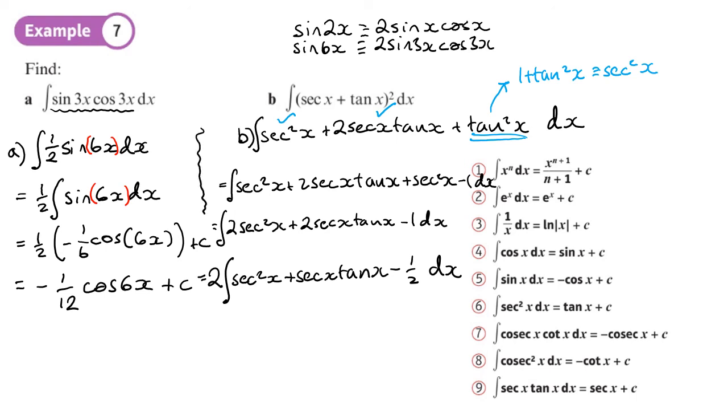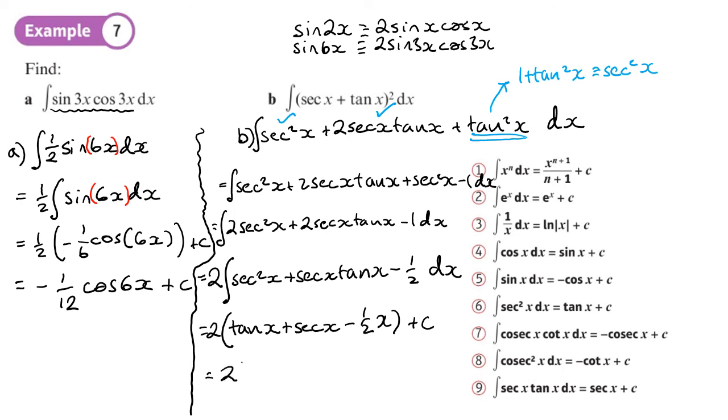Right, now let's integrate that. Let's separate this out so we know what is what. So that will become 2 lots of, sec squared becomes tan x, sec tan becomes sec x, half becomes half x plus c, and then what we do is multiply it all out by 2. So 2 tan x plus 2 sec x minus x plus c.